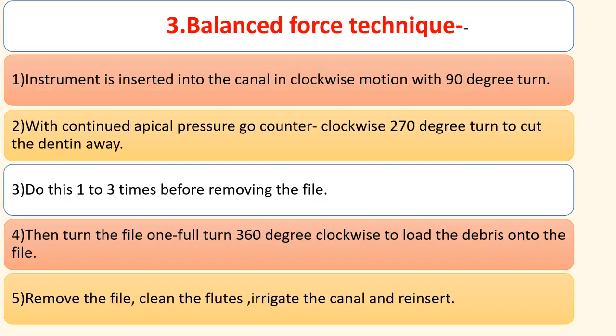Generally, I recommend using number 6 and number 8K files in an arch winding or arch winding and pull motion, and number 10 and above file sizes in a balanced force technique.